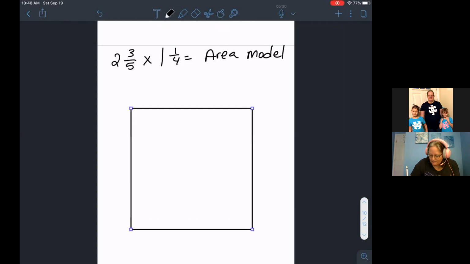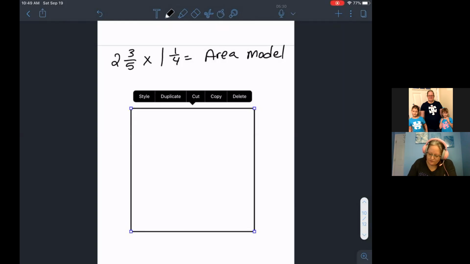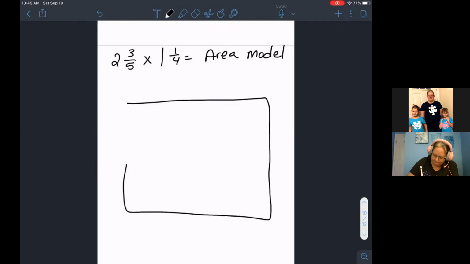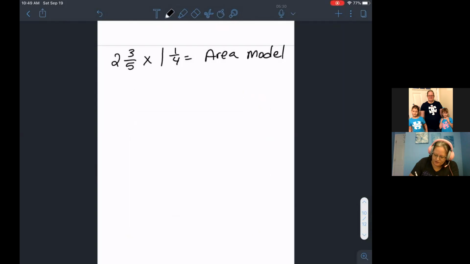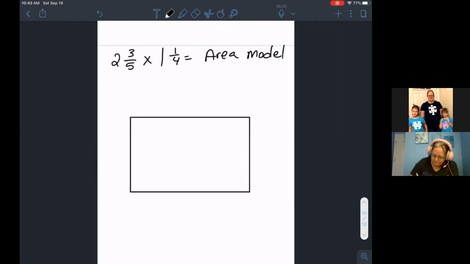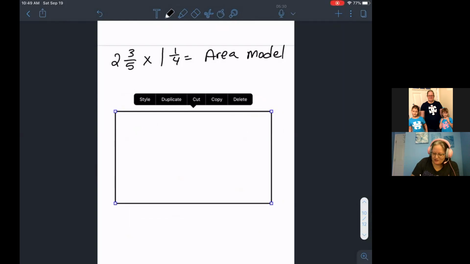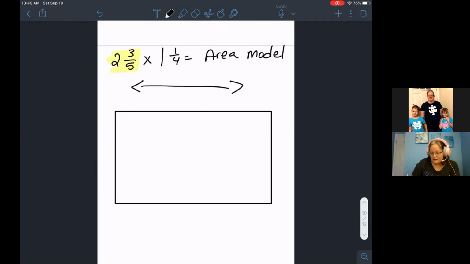Okay. And then we're going to take, I don't want a square. Technical difficulties.